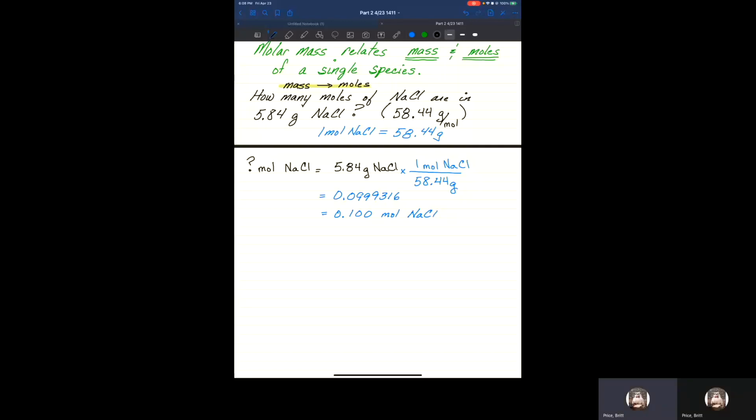Within the laboratory setting, you weighed out this many grams of copper 2 sulfate. And then the question was, hey, how many moles is that? Because we were trying to find the water of hydration. We're trying to find that mole to mole ratio between the two.